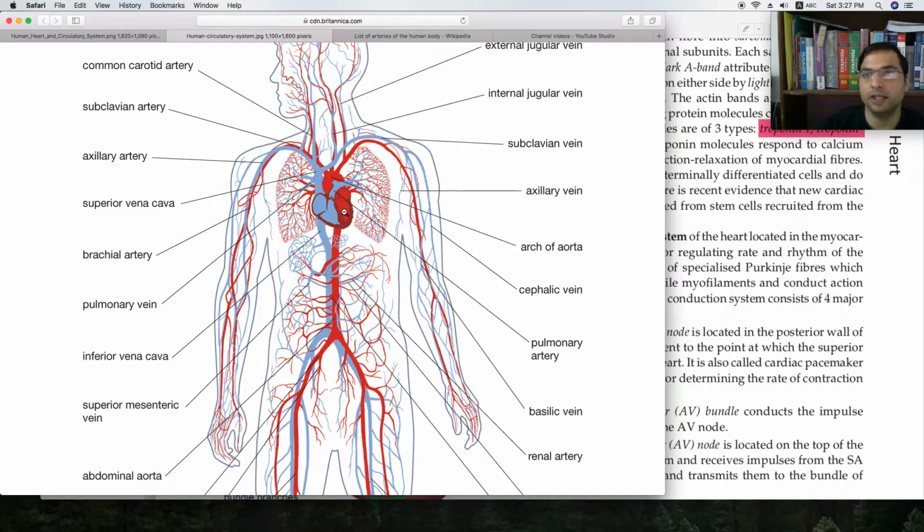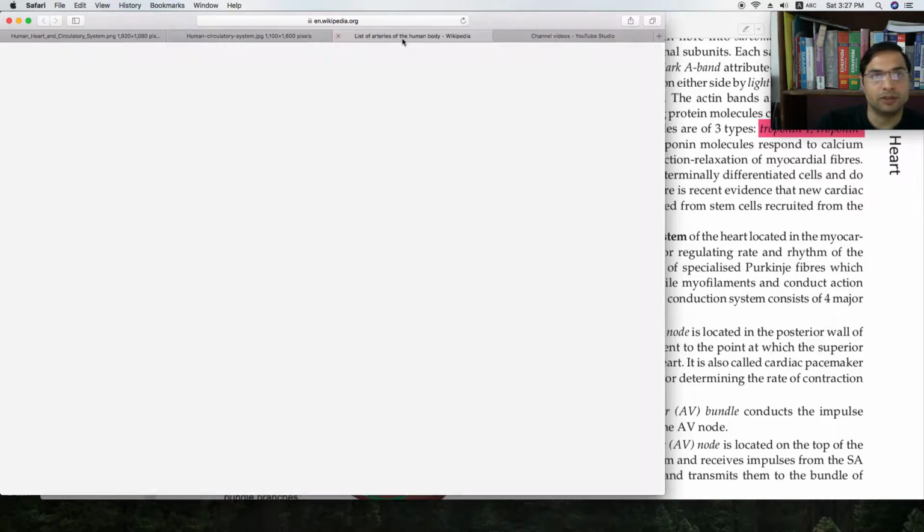right? So this is very important for you to know, for us to know. This is very important because we are going to deal with certain diseases which involve the derangement of this circulation. Now let us be more specific and let us learn the major arteries of the cardiovascular system.